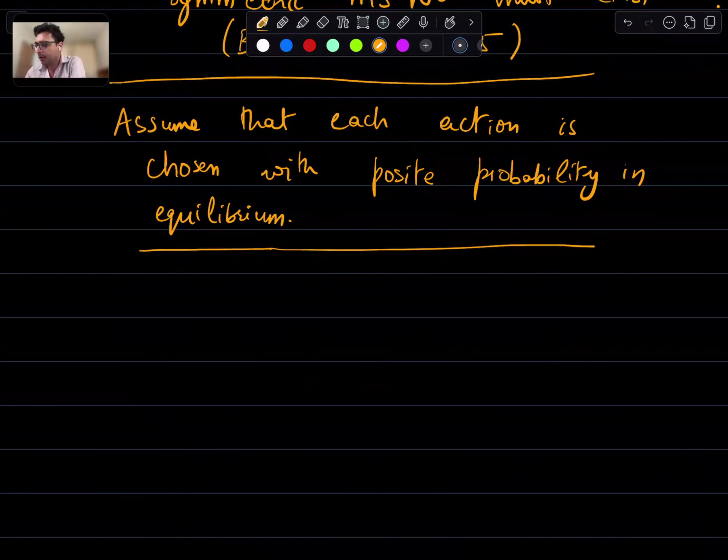Okay, what are our steps to finding the equilibrium? So let's say I want you to find the MSNE that satisfies the properties that I gave earlier, so that it's symmetric and that each action is chosen with positive probability in equilibrium.